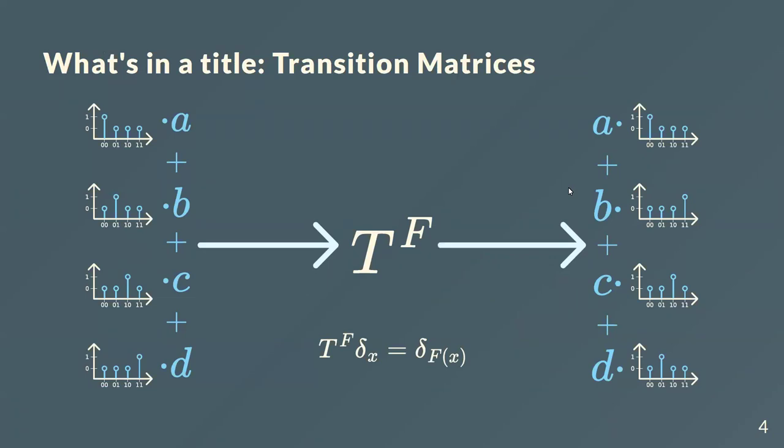So in the geometric approach, one of the most important objects we study is the transition matrices of functions. This transition matrix is a linear operator that is defined as mapping the Kronecker delta of some input value to the Kronecker delta of the evaluation of that input value on the function. And since it's a linear operator, we can basically propagate forward any function on the inputs to some function on the outputs.